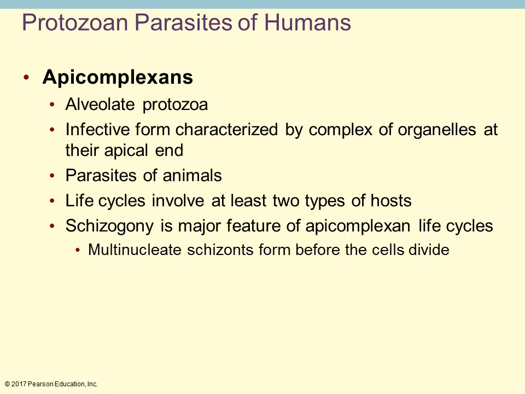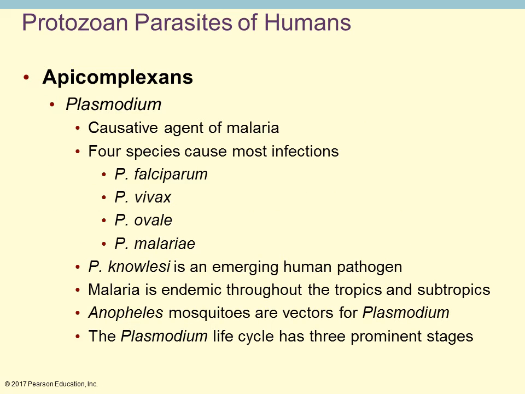Apicomplexans, we're still talking about protozoans, and they are parasites of animals. They typically go through their life cycles. We'll spend it in a couple of different hosts, not just one. There's 4 main species that will cause most of the infections. There is a new 5th species that is classified as an emerging parasite.